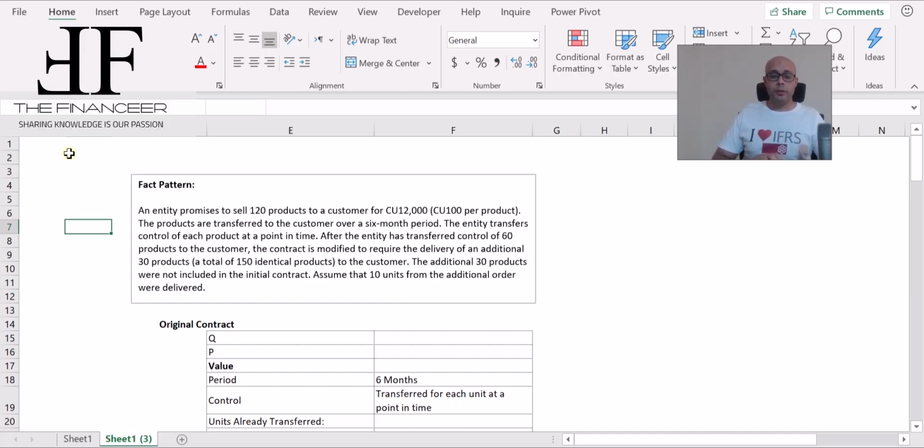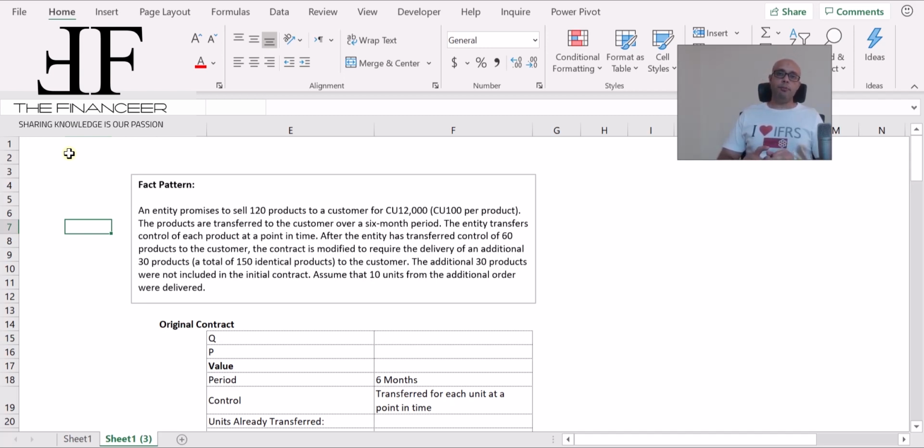Okay, let's start by introducing or reading the case study that we have and the complications that we are going to cover. First of all, we are going to cover the full types of modifications, or all of the modifications that we have in terms of contract modifications as per IFRS 15.